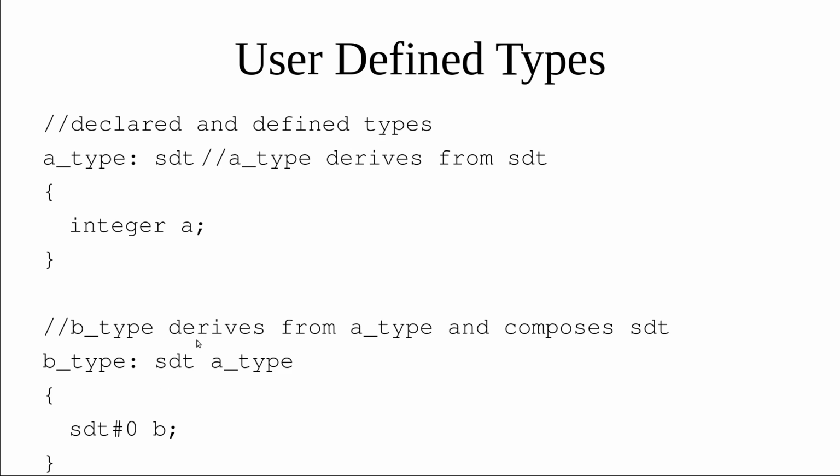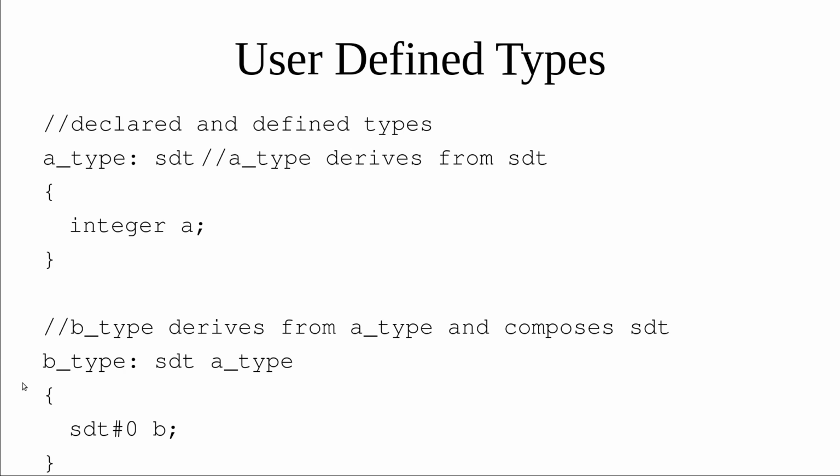So only STT and things that inherit from STT can be type composed on. But of course, with a normal variable, if you compose on STT, which is an abstract type, you wouldn't be able to do that because it's abstract.